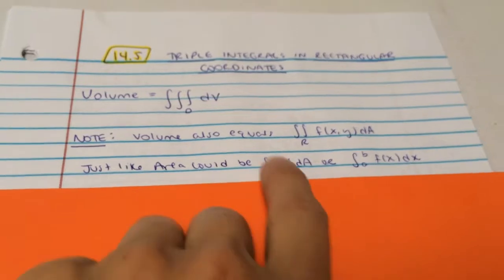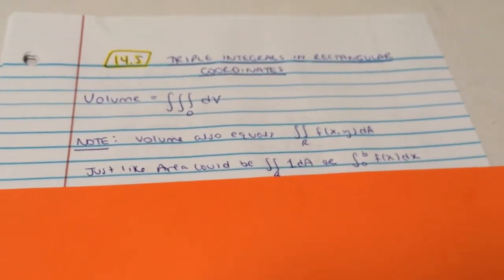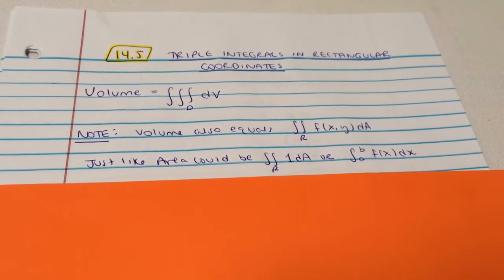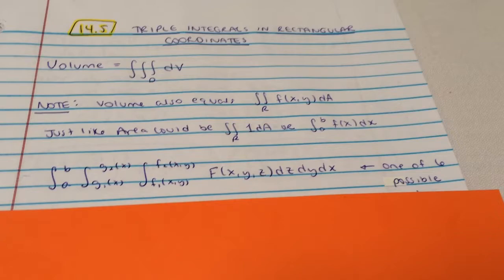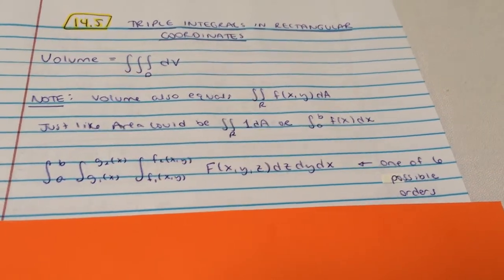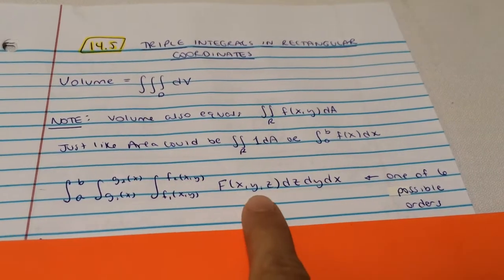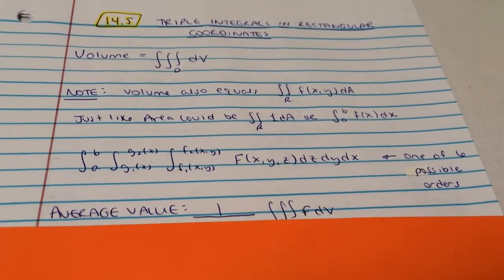Just like with area, we could do it with a double integral of 1 or a single integral of a function. So area had the 2 different ways to do it. Volume has the 2 different ways to do it. It's the same kind of principle. So this is, again, one of 6 possible orders. This is the one that was in your book. Again, notice you have a function of 3 variables here. You have 2 variables, 1 variable, no variables.